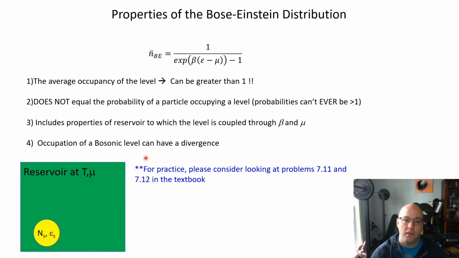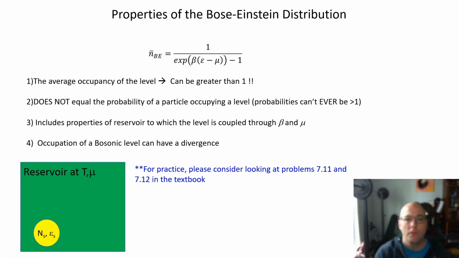So for practice using the Fermi-Dirac and the Bose-Einstein distribution, I think you should look at problems 7.11 and 7.12 in the textbook. They're really plug-and-chug examples. There's nothing particularly tricky about them, but it is useful to go through them so that you're comfortable using and thinking about occupancies versus probabilities, et cetera. And I will have solutions to those posted, even though they're not technically assigned for the week as homework.